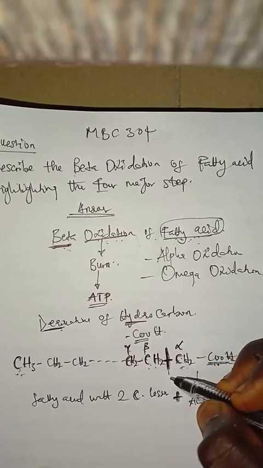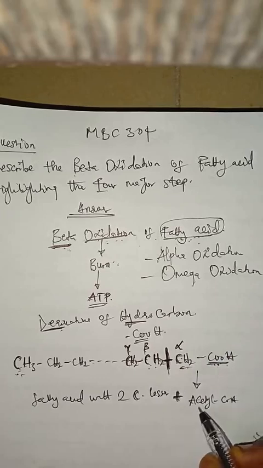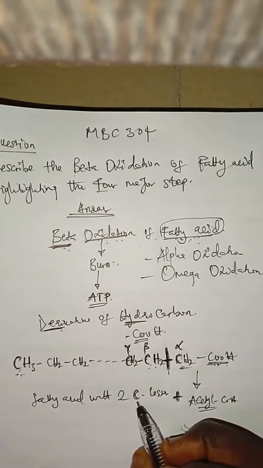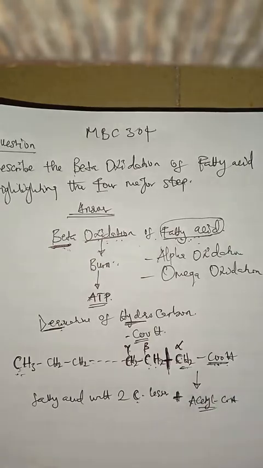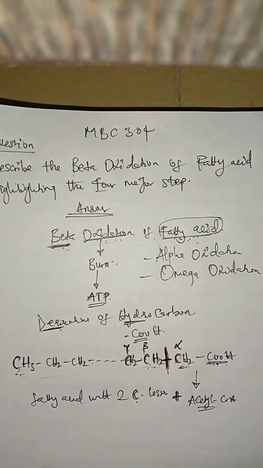We should be able to break this bond and release what? A two carbon molecule which we call acetyl-CoA, and a fatty acid that is now two carbons lesser. So we are going to repeat this until we finish breaking up the fatty acid. That is the whole idea of beta oxidation of fatty acid. Do you understand my point?